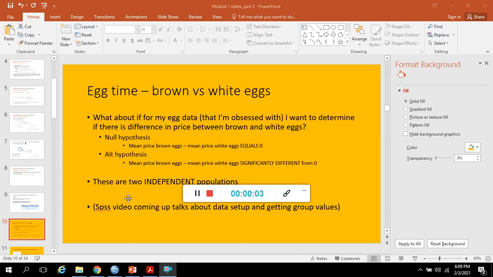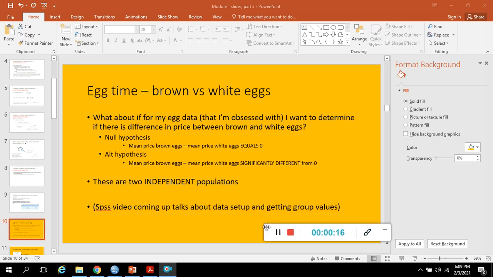Okay, so this is going over how to run a two-sample means test when the samples are independent. This is going to use my egg data. The first example is that in my egg data, I collected whether the eggs were brown or white. These are independent samples because there's no connection between them: brown eggs are one population, white eggs are another.